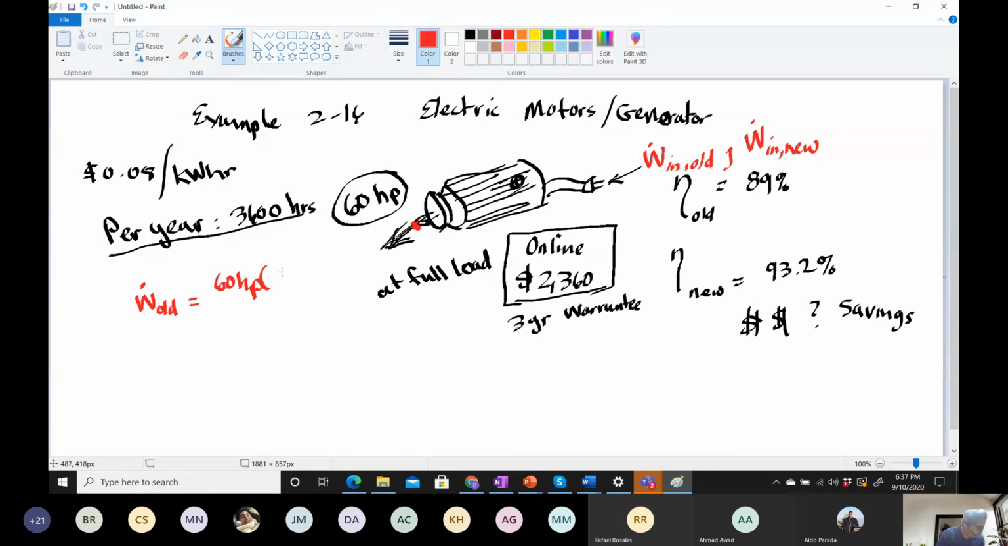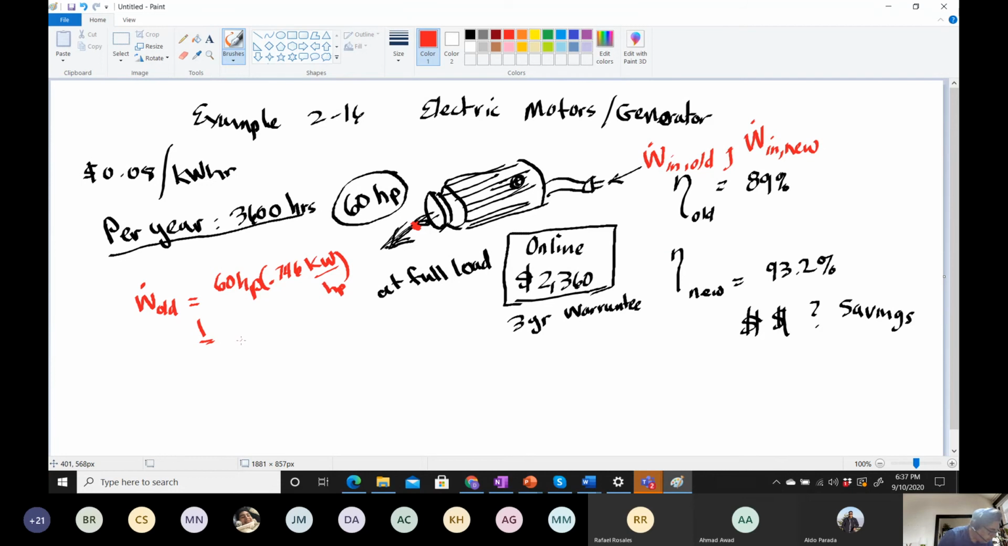To do that, I forgot what the conversion is. I think it's right here somewhere. It's 0.746 kilowatts per horsepower, right? And so this is equal to, I'm just going to have to look at what that is equal to.